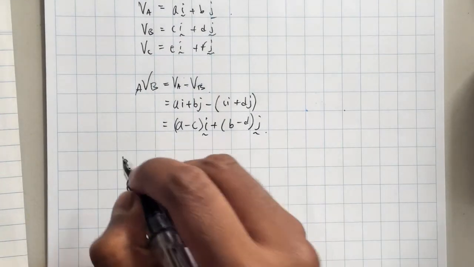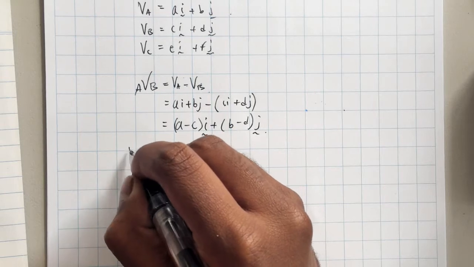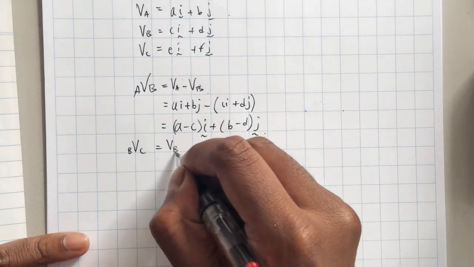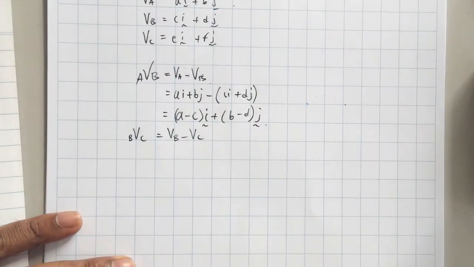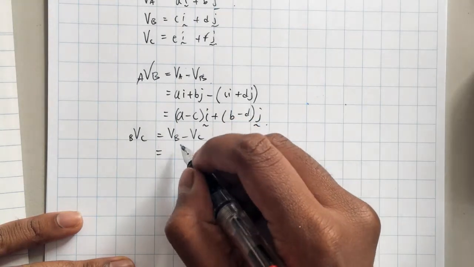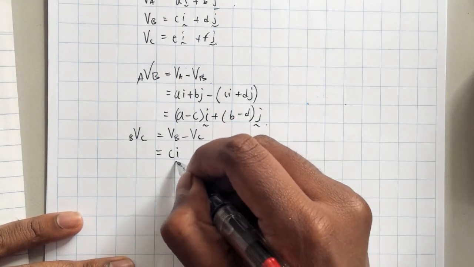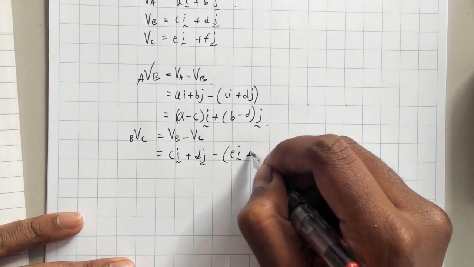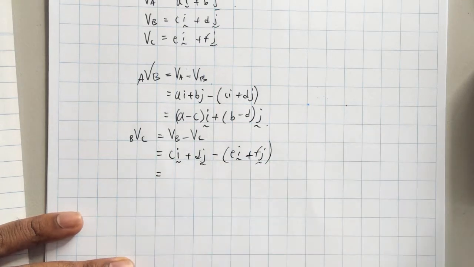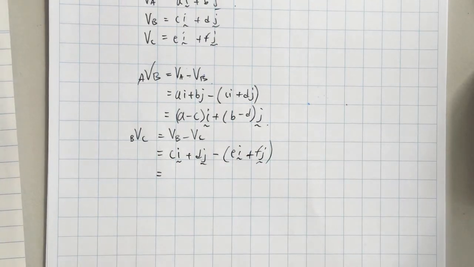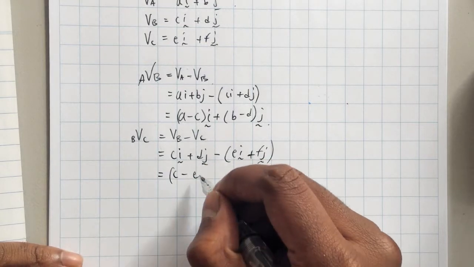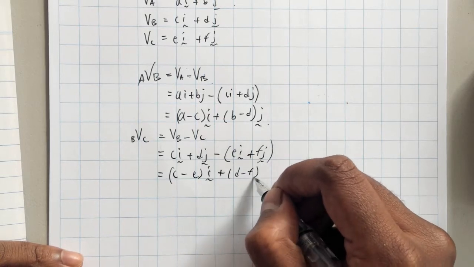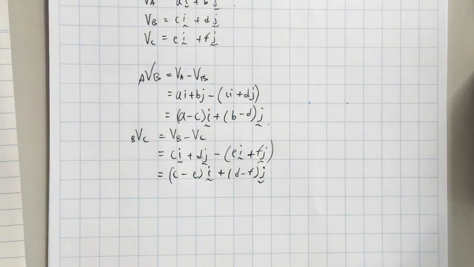Now let's look at what B relative to C looks like. Well, it's the velocity of B take the velocity of C. Same thing, I'm going to write down what these two vectors are. We've got CI plus DJ take EI plus FJ. Once again, like before, I'm going to collect my I terms and my J terms. So C take E, that's your I, plus D take F, that's your J.